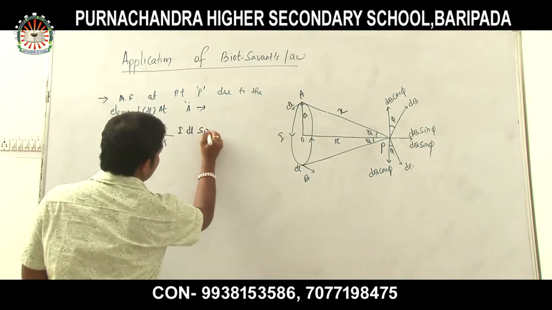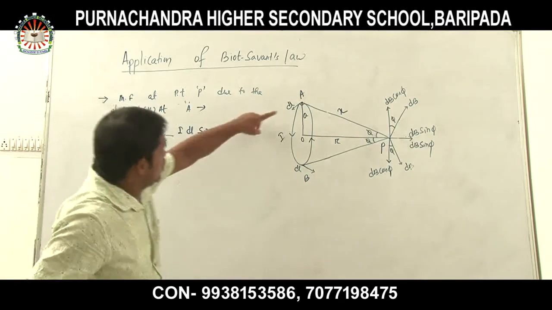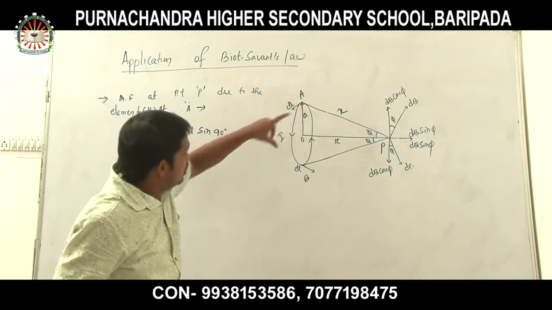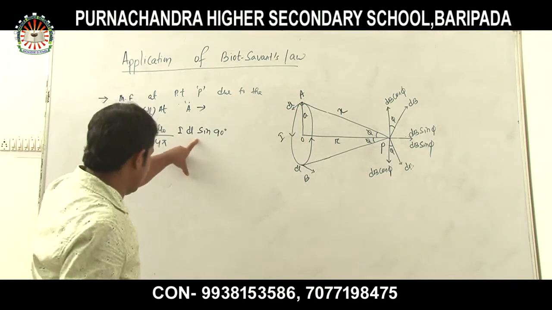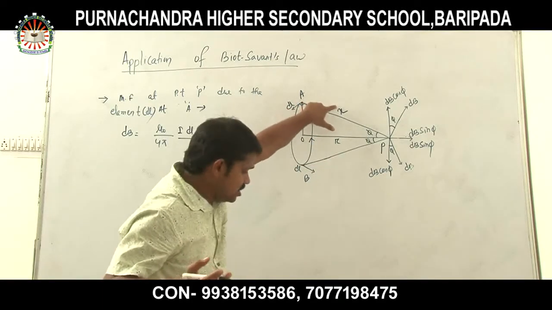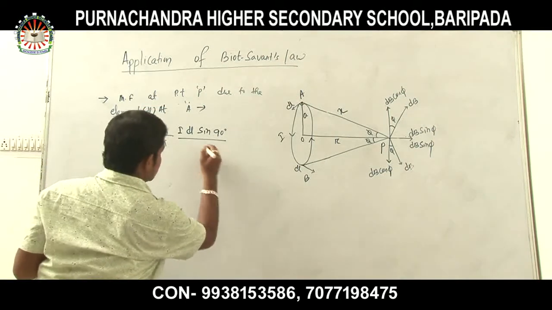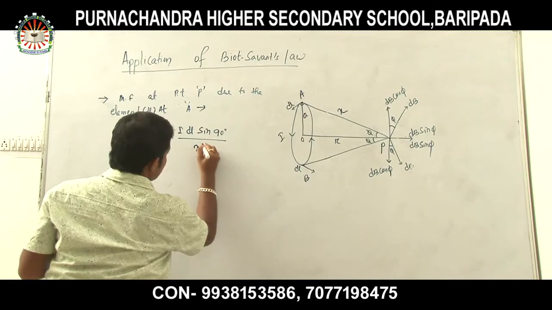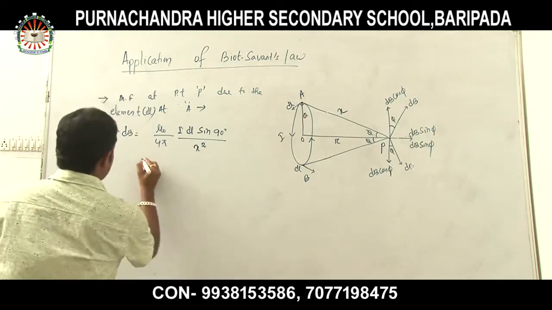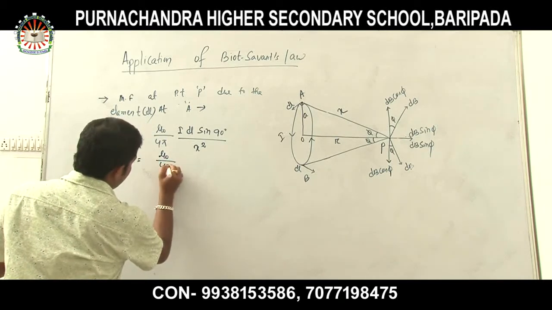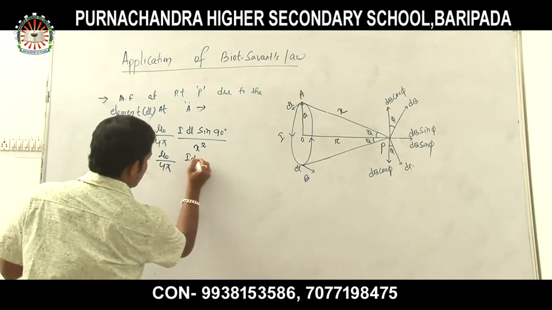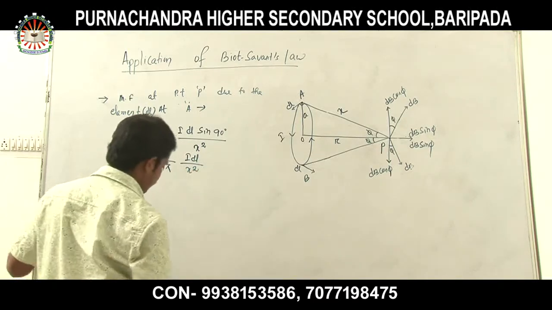So I dl sin 90 degree, because the angle between the dl and the distance is 90 degree. So I dl sin 90 degree, divided by the distance. What is the distance? x square. The distance is x, so this is x square. Understood all of you? Clear? So that implies mu 0 divided by 4 pi, I dl sin 90 is 1, so that is I dl divided by x square.